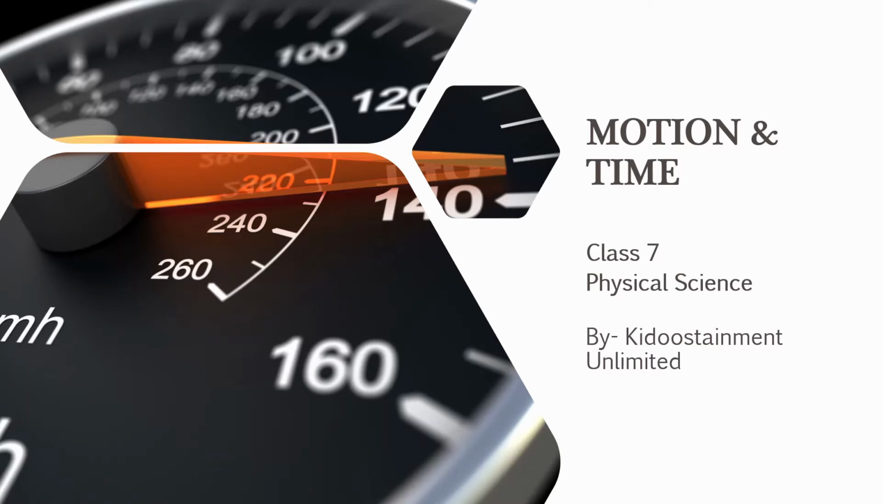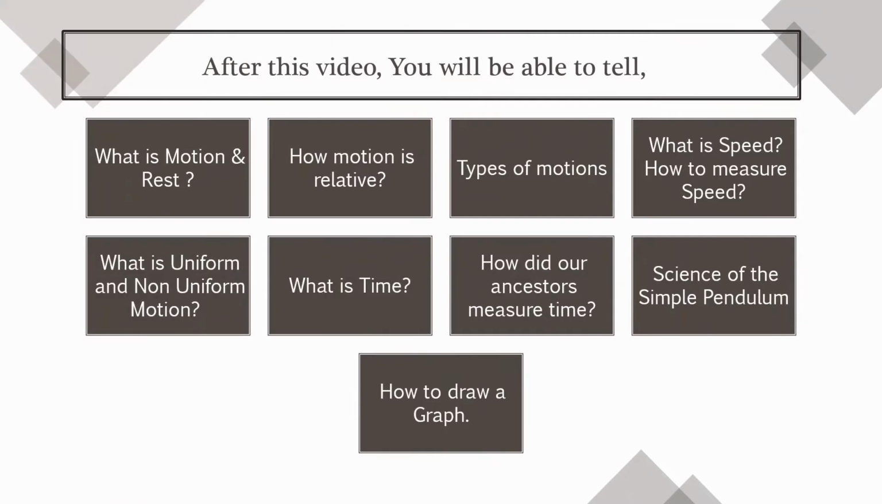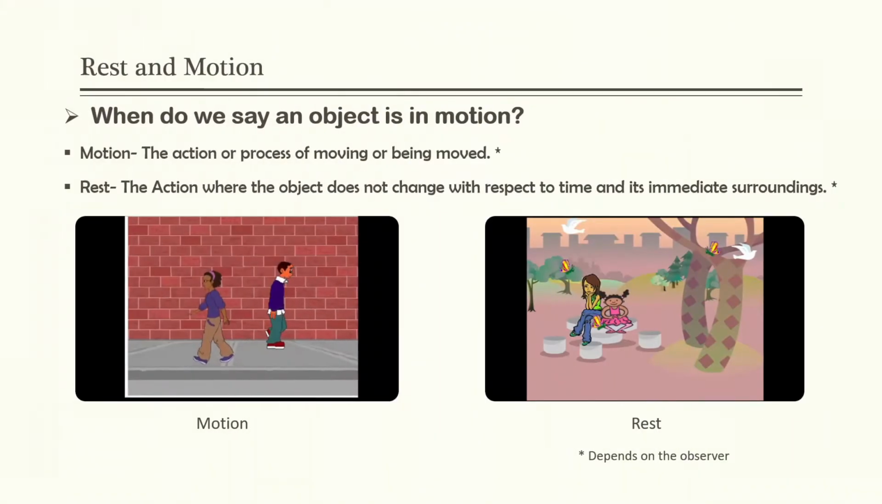Today I am going to explain motion and time of class 7 physical science. After this video, you will be able to tell what is motion, what is rest, how motion is relative, what are the types of motion, how to measure speed. First of all, what is speed, what is uniform and non-uniform motion, what is time, how did our ancestors measure time, science of the simple pendulum, and how to draw a graph. Let's start.